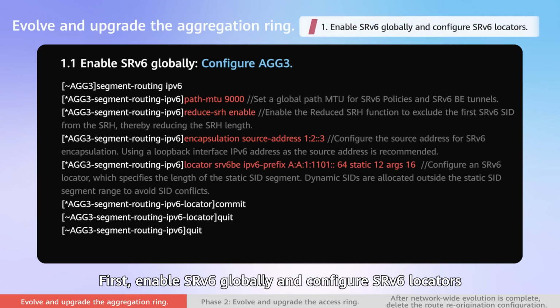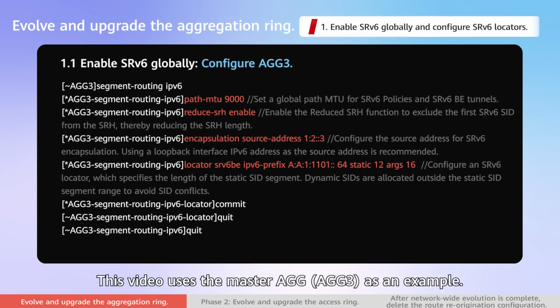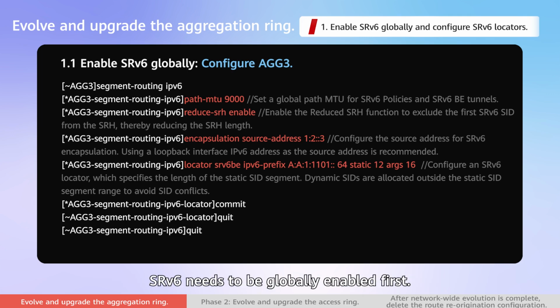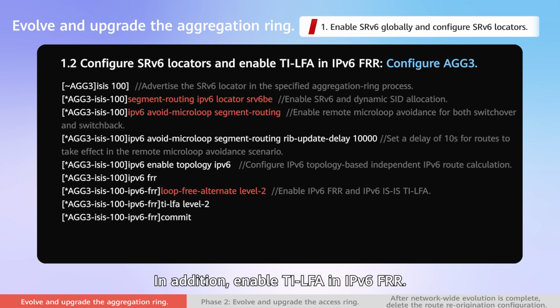First, enable SRv6 globally, and configure SRv6 locators on AGGs, MCs, and RRs. This video uses the master AGG, AGG3, as an example. SRv6 needs to be globally enabled first. Then advertise SRv6 locators in IS-IS processes to enable SRv6. In addition, enable TI-LFA in IPv6 FRR.